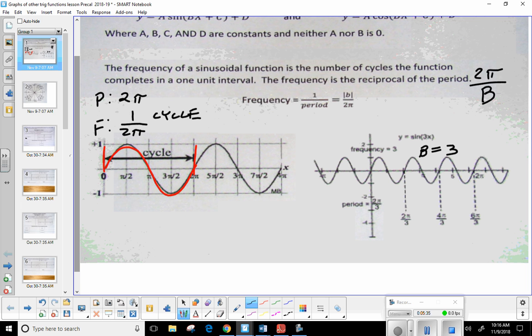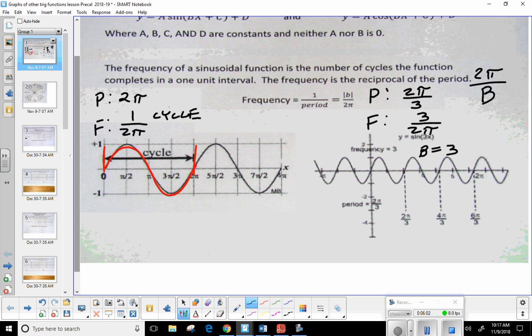2 pi over 3. That's it. Okay. So the period. There we go. 2 pi over 3. Okay, so it's going to take 2 pi over 3 radians for it to repeat over and over, right? But let's go ahead and find the frequency. The frequency is always the reciprocal of the period. So what's the reciprocal of 2 pi over 3? It's 3 over 2 pi.